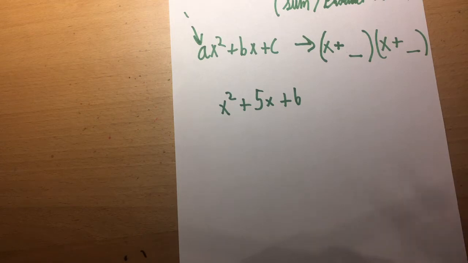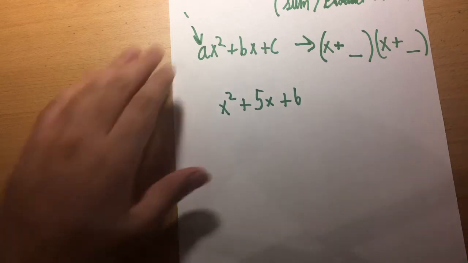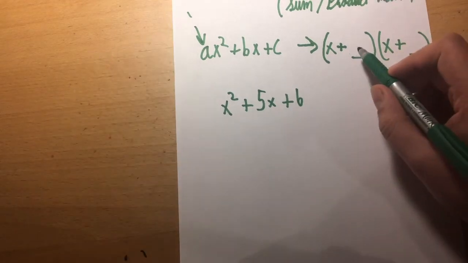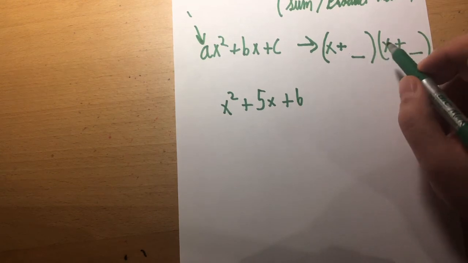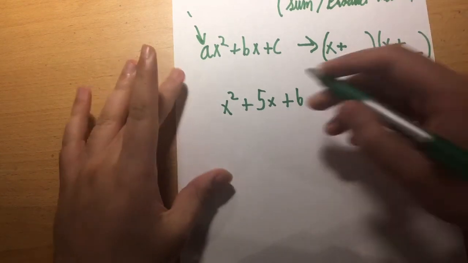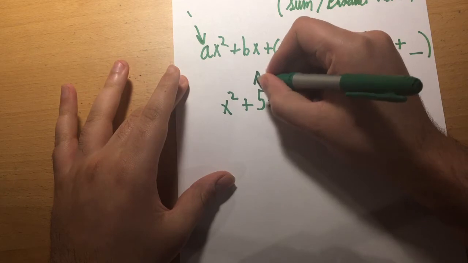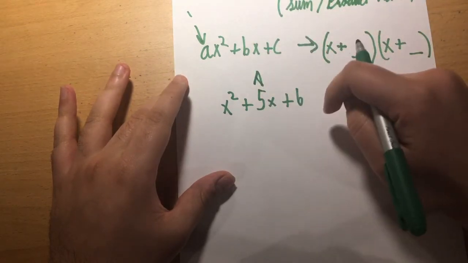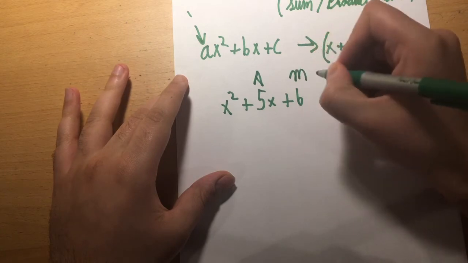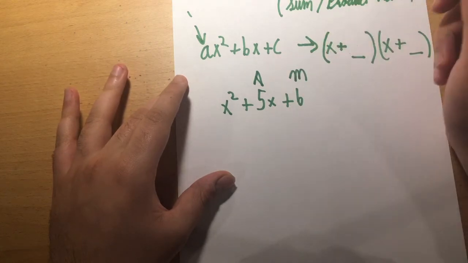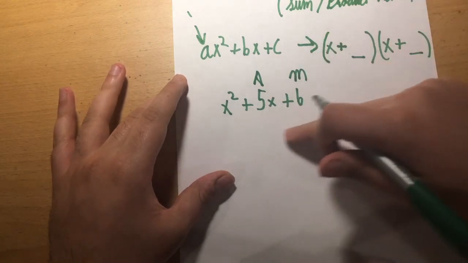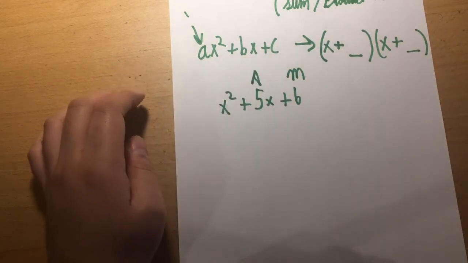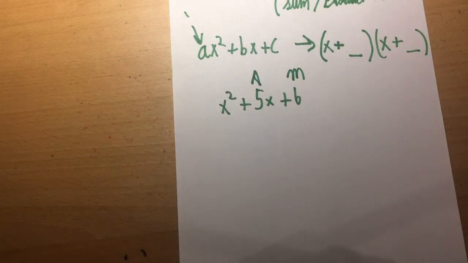Well, let's get into the actual technique. See these two numbers here that you want to get? These two numbers need to add to whatever your b term is, and multiply to whatever your c term is. So let's use this as an example for trying to do sum product.